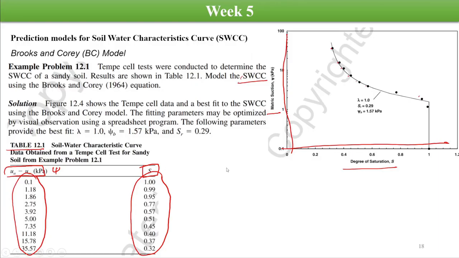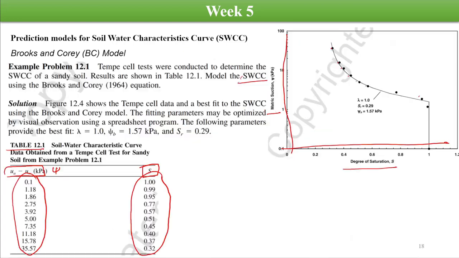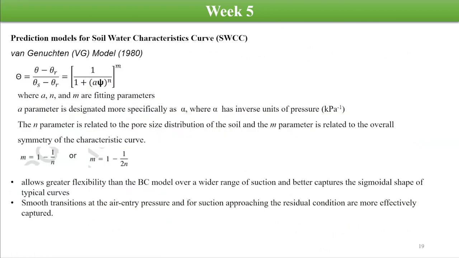So we were here in the Brooks and Corey model. Based on this model, we have used the experimental data, and we have also modeled the behavior of the soil water characteristic curve using the Brooks and Corey relationship, which is given here. Now we'll move on to the next model, that is the Van Genuchten model, the VG model, given in 1980.